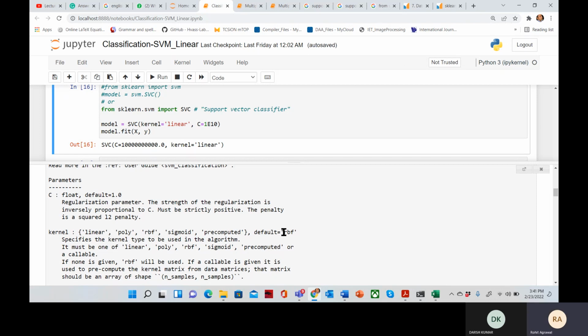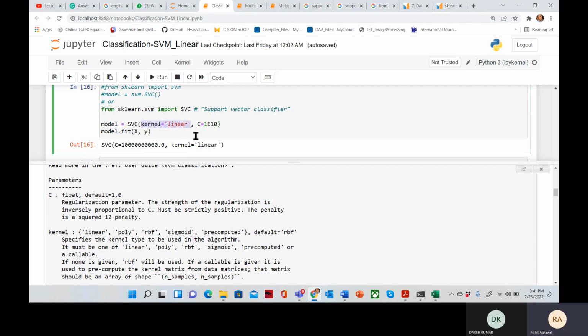By default it is RBF. RBF stands for radial basis function. It is a function just like y equals mx plus c and y equals ax squared plus bx plus c. Radial basis function, there is one more that is called radial basis function. Clear? So which kernel are we using?